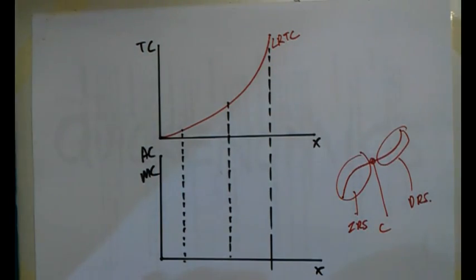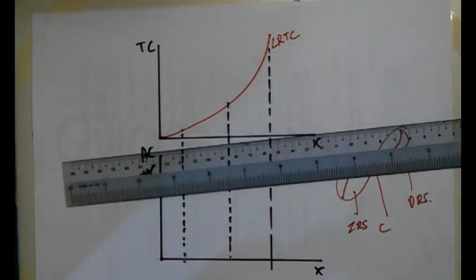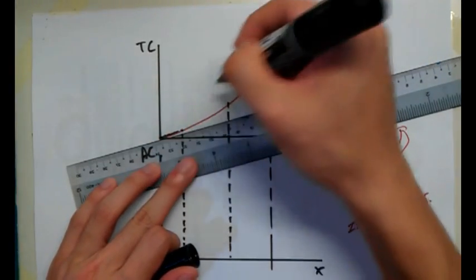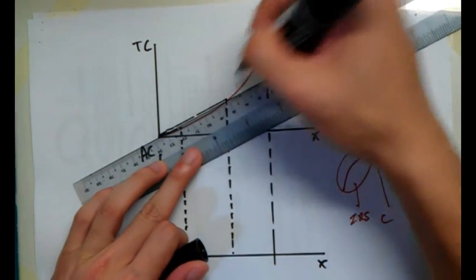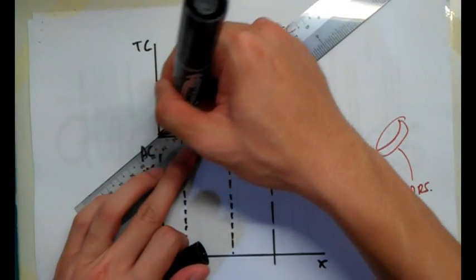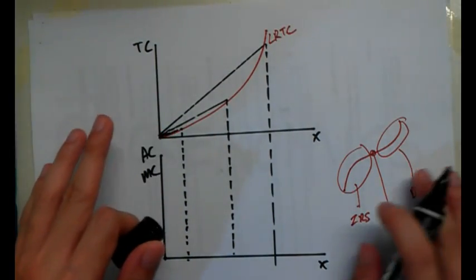Okay, so let me draw a ray from the origin to one of these points first. I'm going to draw a ray here, and a ray here, and a ray here. You will notice something. What you should be noticing is that my ray gets steeper and steeper.